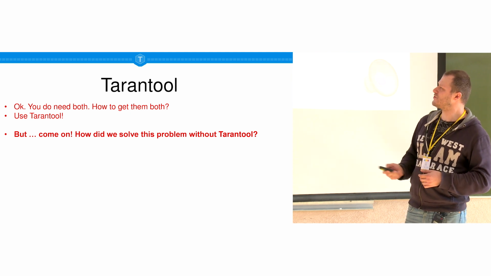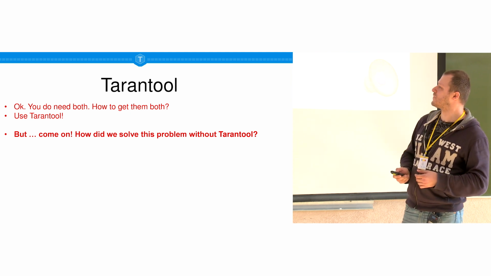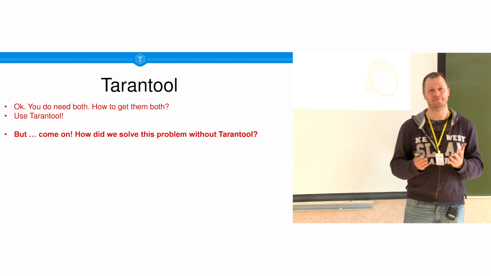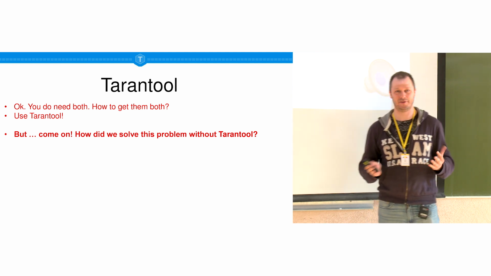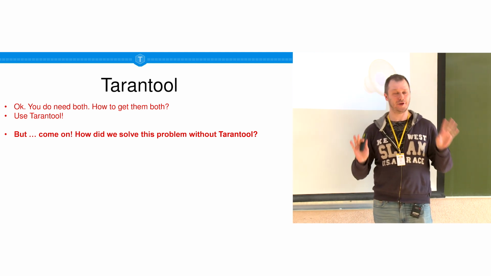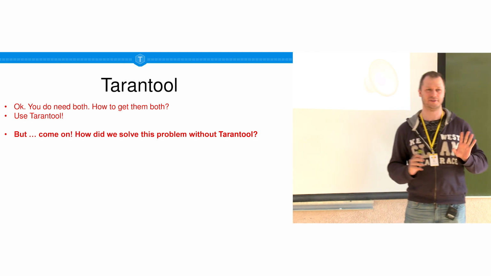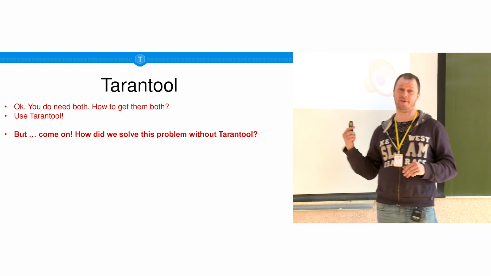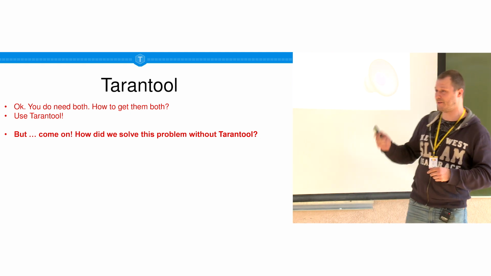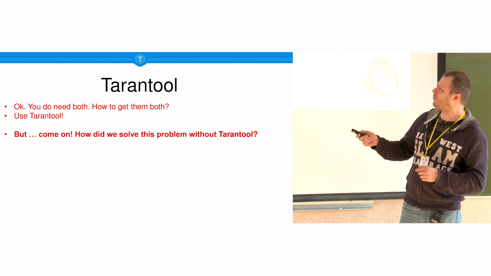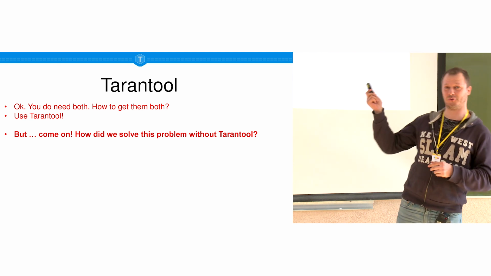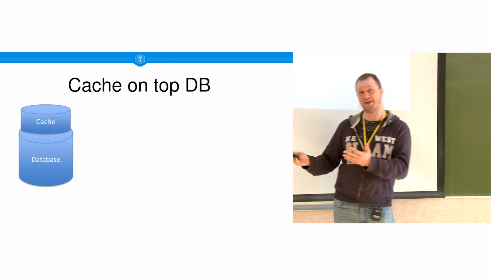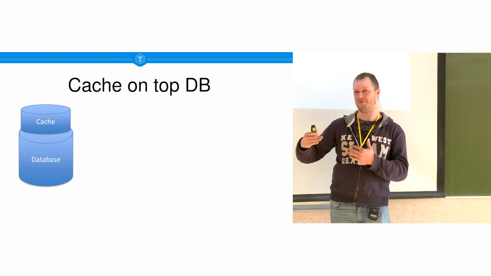But one question is, how can you make a database system fast and reliable without Tarantool, but using only old building blocks, old databases like MySQL, Oracle, and new databases like Redis, Memcached, and many more? The common way to do this is to build a cache on top of a database. So you have a database, and you put a cache on top of this database.